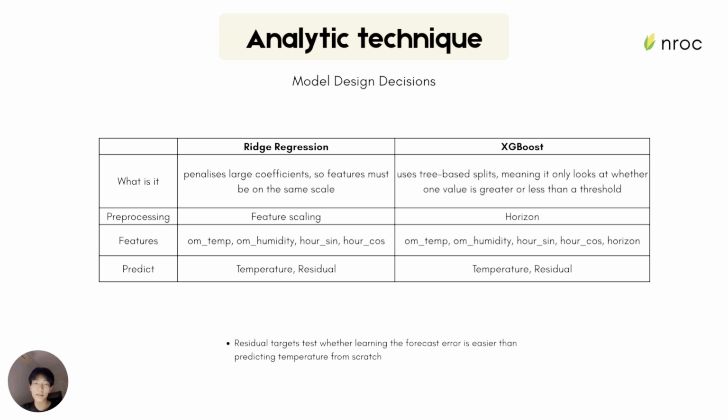For model design decisions, there is not much big difference between using the two models here, but the most different part would be about pre-processing, as ridge regression will require feature scaling, as it will penalize large coefficients, so features must be on the same scale, while XGBoost uses tree-based splits. That means it only looks at whether one value is greater or less than a threshold.